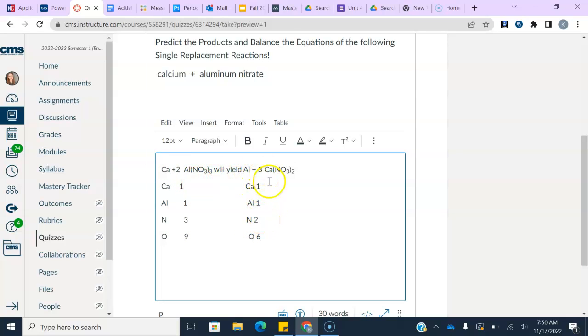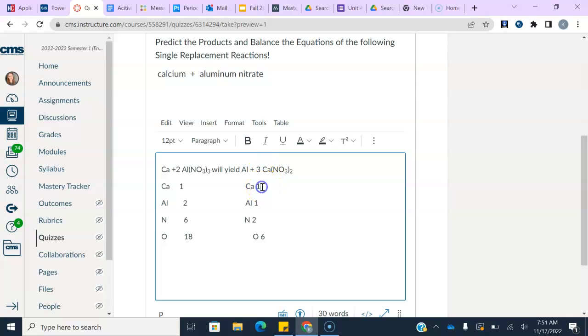All right, so let's go ahead and recalculate. I'm going to do it with my aluminum nitrate first. So I have a 2 here as my coefficient. So now we will have 2 aluminum. We will now have 6 nitrogen. So again, 3 times 1 is 3, times 2 is 6, so we have 6 nitrogen. And then oxygen, we've got 3 times 3, which is 9, 9 times 2 is 18, so here we have 18.